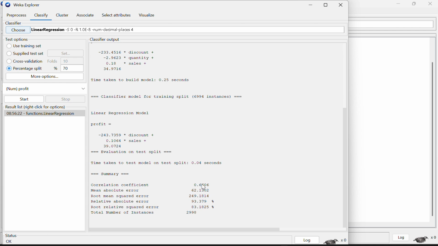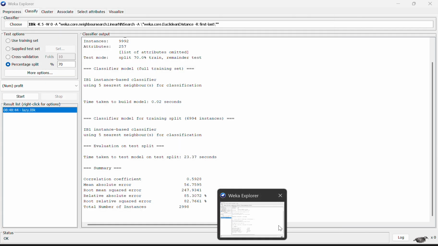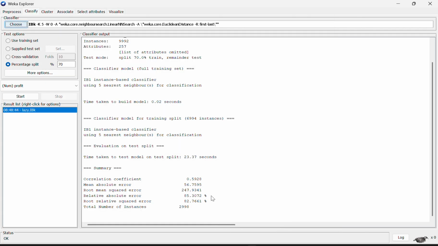However, the linear regression had a lower RMSE value of 249.18 compared to KNN, which has 247.93, meaning it handled extreme profit or loss values better. So in simple terms, KNN is better at average predictions, and linear regression is better at handling extreme outliers.